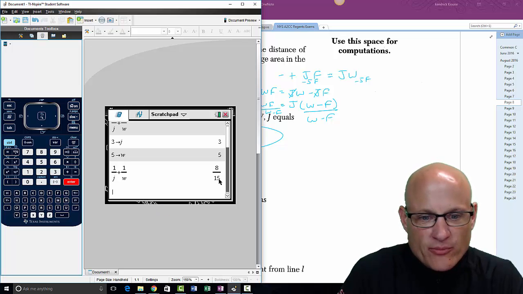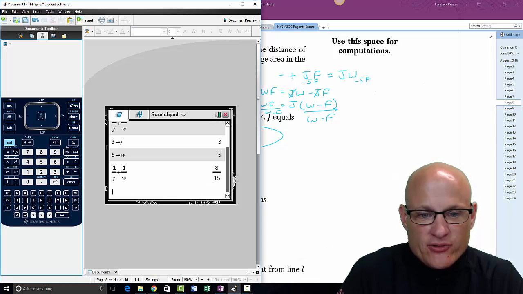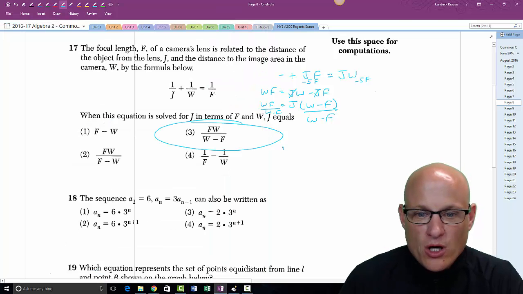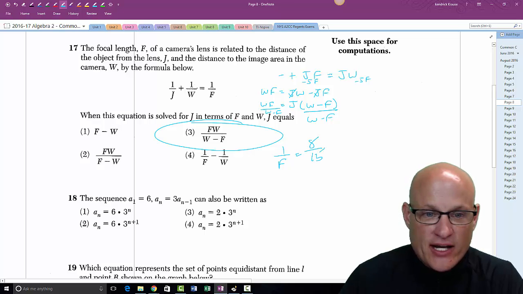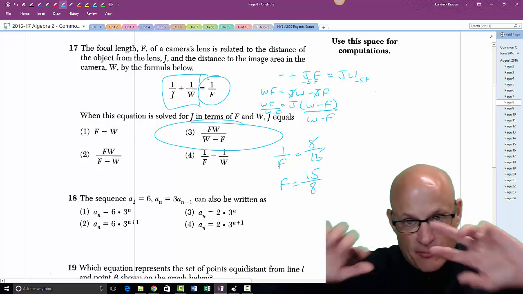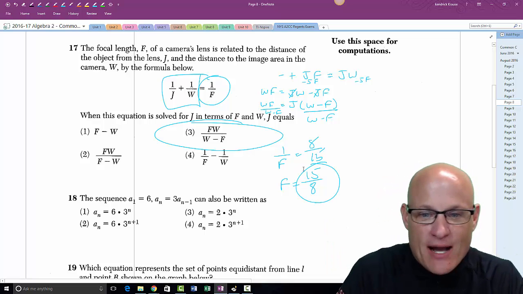That's not really 1 over something, is it? So, wait a second. Oh, if it equals 8/15, then I know that 1 over F equals 8 over 15, because this side is 8 over 15, so therefore F is equal to 15 over 8. Just flip both sides. So I know F is 15 over 8.